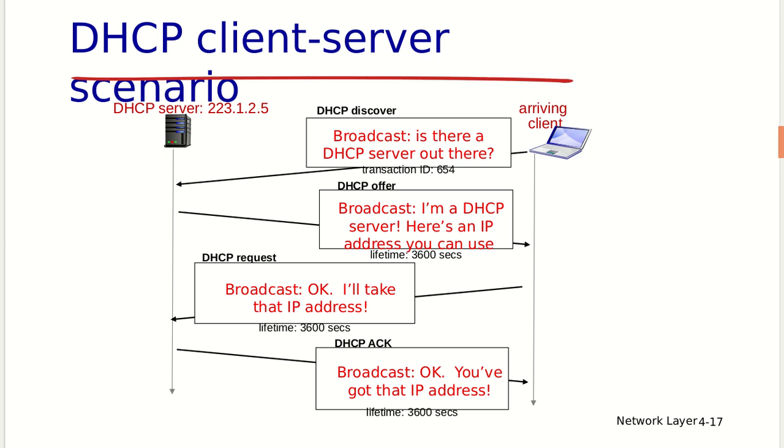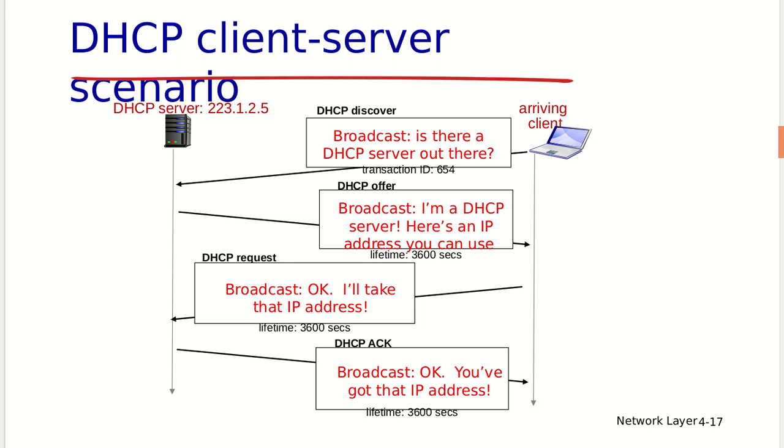Okay, so a bit more detail. First of all, a broadcast: is there a DHCP server? DHCP server replies with a DHCP offer, saying, yes, I am a DHCP server and here is an IP address that you can use. Okay, the client acknowledges it and sends out another broadcast, okay, that says, yes, I am taking that IP address.